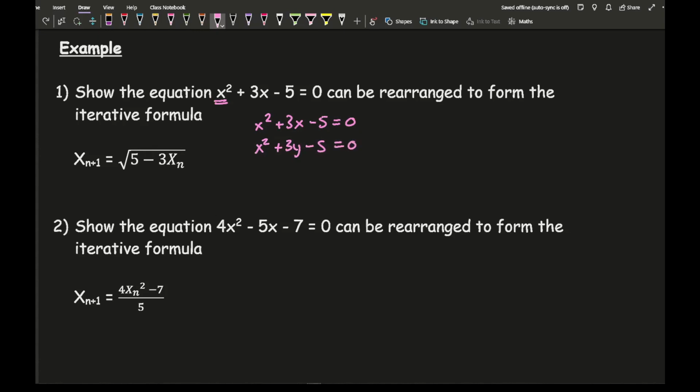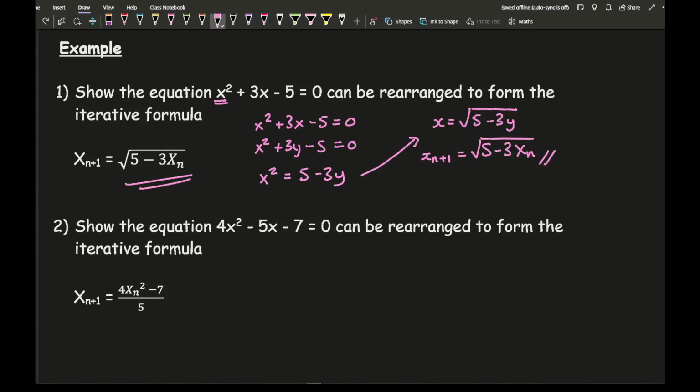So then all I want to do is make x the subject, so I've got x squared equals 5 minus 3y, and then from this I've just got a square root, so x equals the square root of 5 minus 3y, and then all that's left for me to do is replace the x with xn plus 1 and replace the y with xn, and there I have showed the iterative formula.